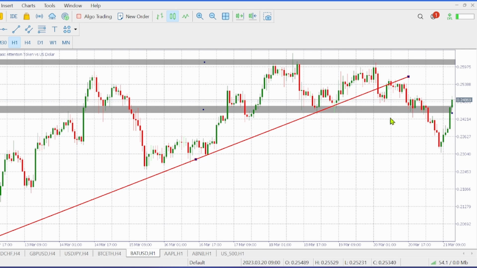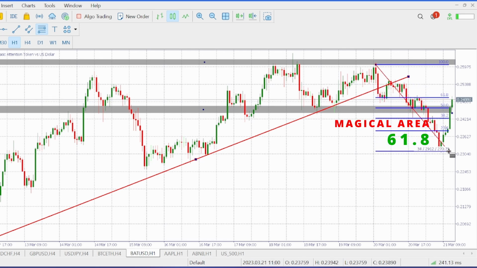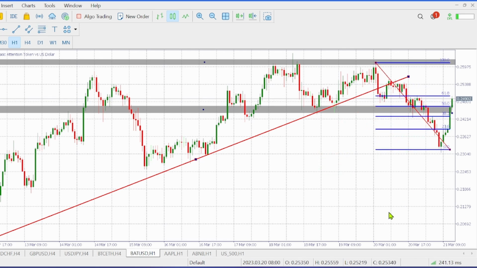Now, let's grab the fib and look for the magical area, which is 61.8, and wait for rejection or pullback. This is our magical area. The market is at the magical area.